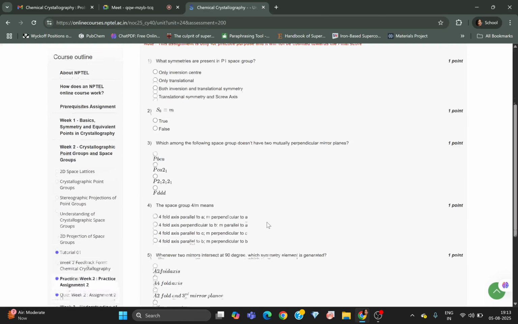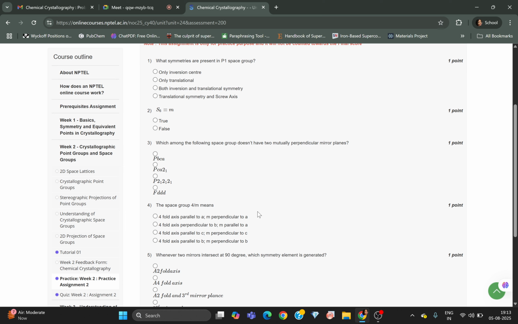What symmetries are present in the P1 space group? P for primitive and 1 for just a 360-degree rotation, the principal axis, the n-fold axis with n equal to 1. So P1 is the simplest one. It belongs to the triclinic crystal system, and it has no symmetry elements other than the identity and the normal translation. There is no mirror plane, inversion center, glide plane, rotation, or screw axis.